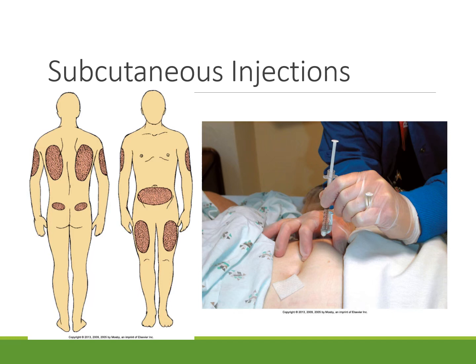So this illustration shows some of the most common sites for administration of drugs through subcutaneous injection. If you notice, it's not only in the abdominal area, you can also have it on the back, on the buttocks, and on both arms. Then take note, if you saw the picture, the degree of angle that is used is 90 degrees.